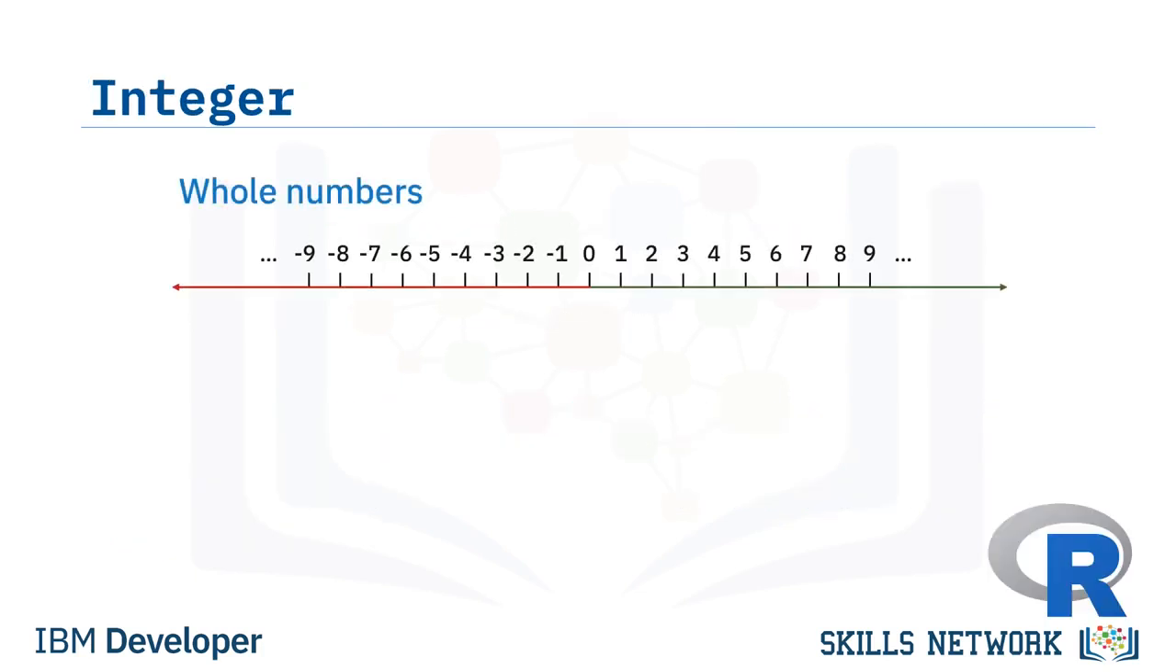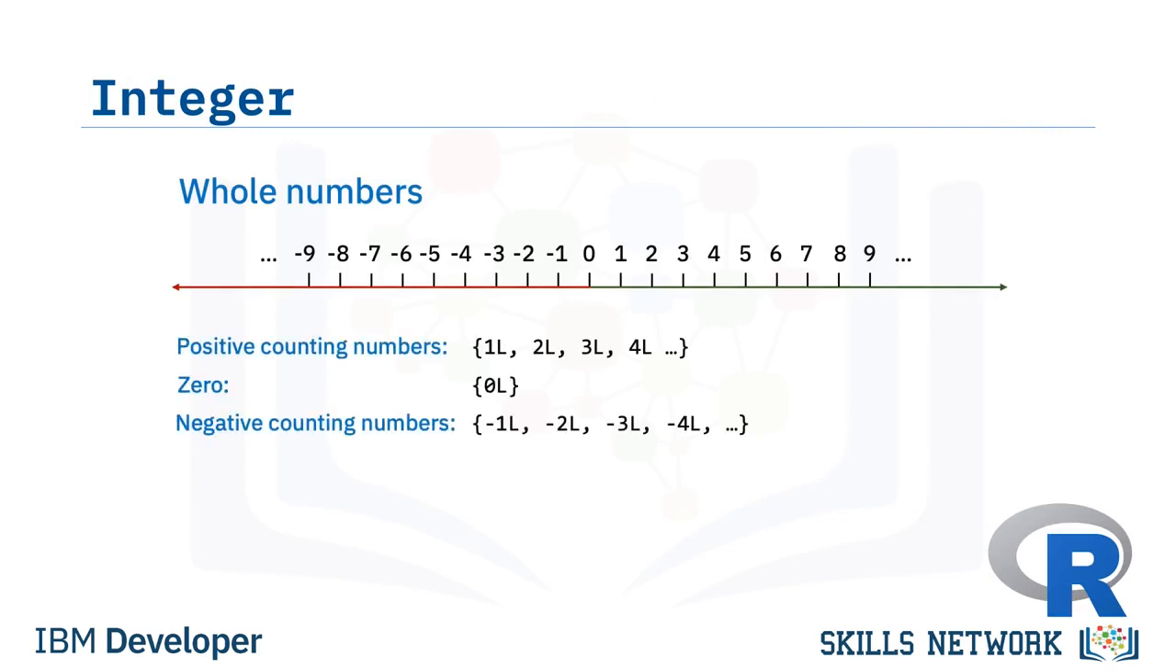The integer type in R is a similar concept as whole numbers without a decimal. The integer type includes 0, positive counting numbers such as 1, 2, and 3, and negative counting numbers such as -1, -2, and -3. In R, integer numbers are written with an uppercase L suffix, for example, 0L or 1L.